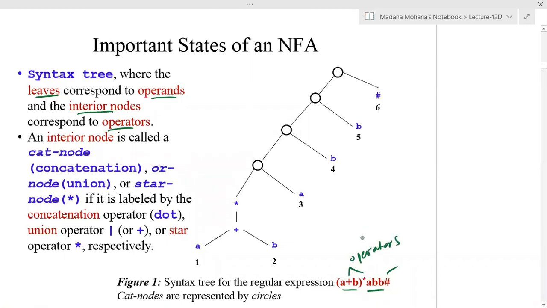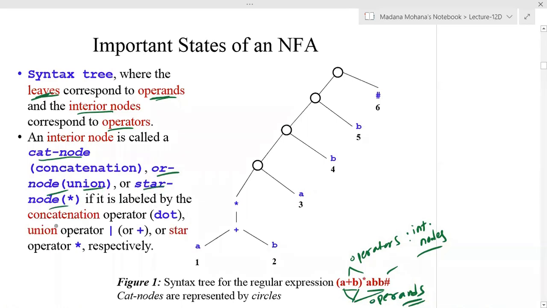These are all operators, which are represented as internal nodes or interior nodes. Whereas operands A, B, including this one, are all called operands, which are represented as leaf nodes. Leaves correspond to operands. Now here you can see the interior node is called a concatenation node, named the cat node. Then the OR node, that is union, or the star node.